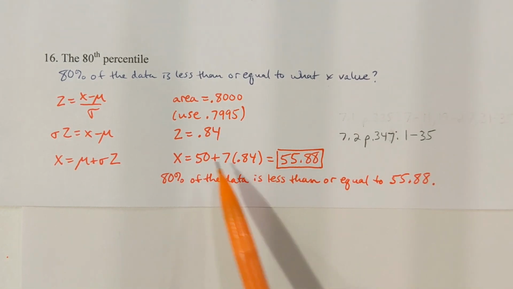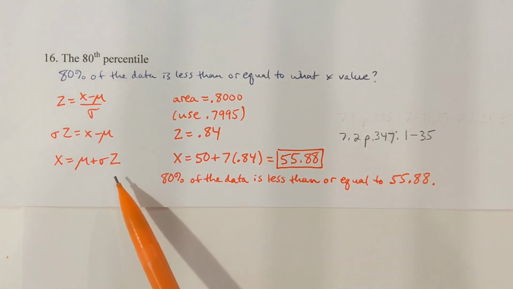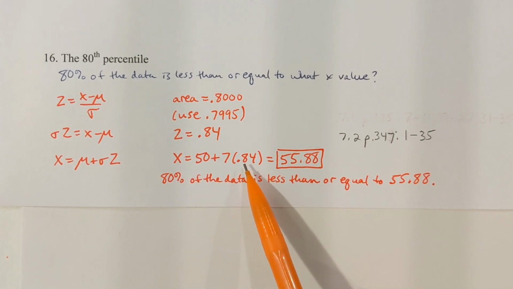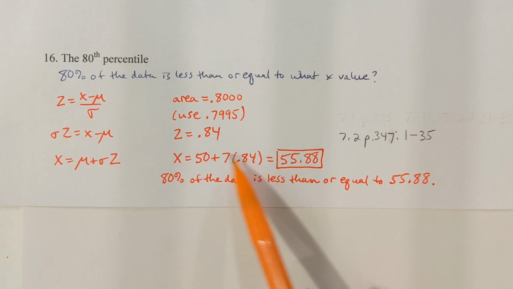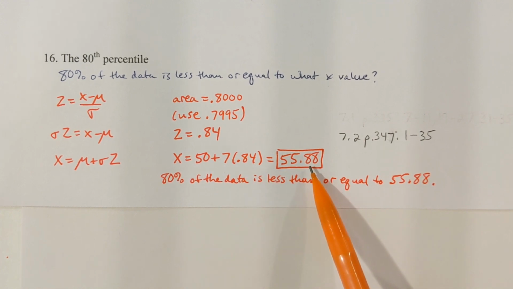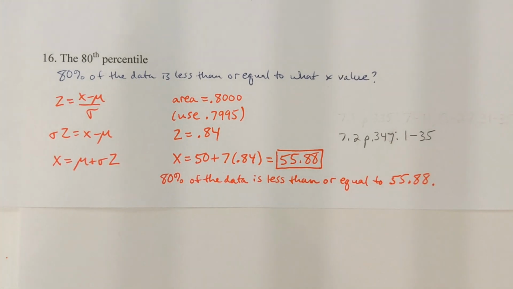So, okay, we have everything now to get x. X is equal to mu plus sigma times z. Mu is 50. Sigma is 7. The z-score is 0.84. We just looked that up. And so then when I go to the calculator, 50 plus 7 times 0.84, I'm getting 55.88. That's my answer. Now, if they were asking for an interpretation, this is the 80th percentile rank, which means that 80% of the data is going to be less than or equal to 55.88.